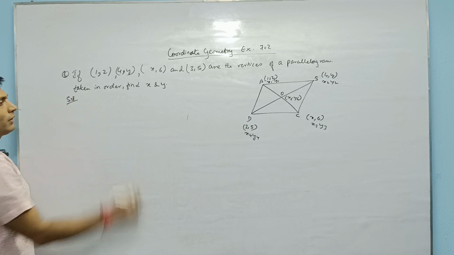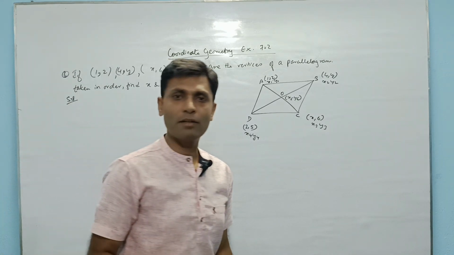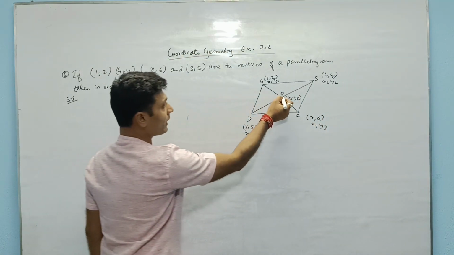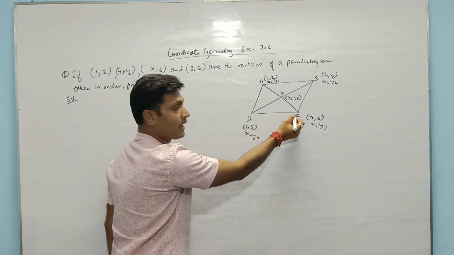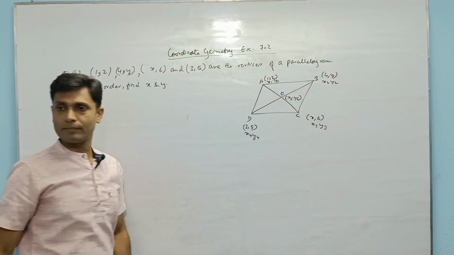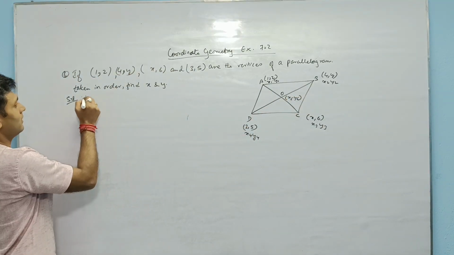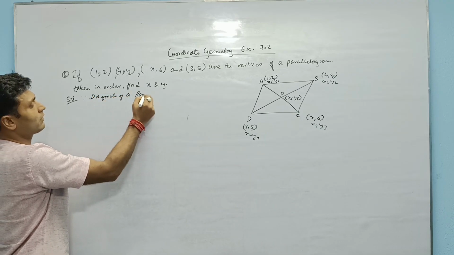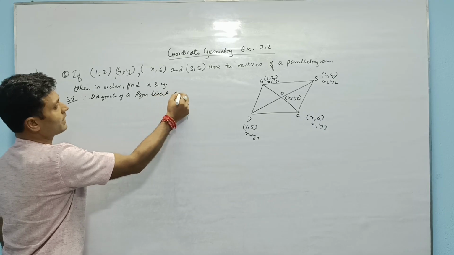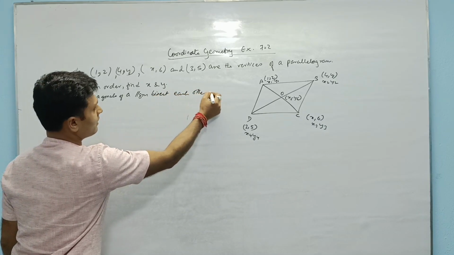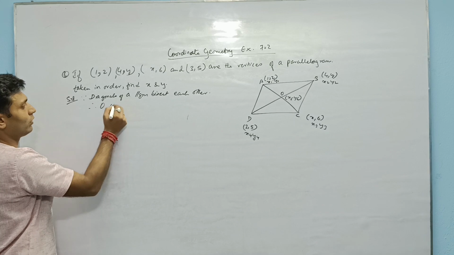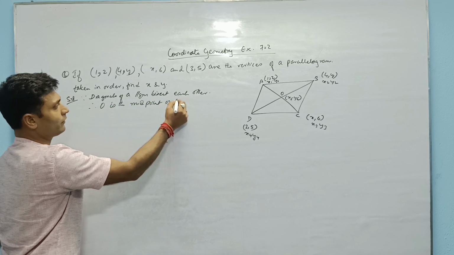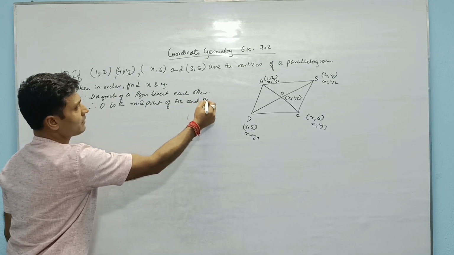Now we know that the diagonals of the parallelogram bisect each other. Bisect, right? That means O will be the midpoint of AC as well as BD. Clear or not clear? Right? Since diagonals of a parallelogram bisect each other, therefore O is the midpoint of AC and BD.